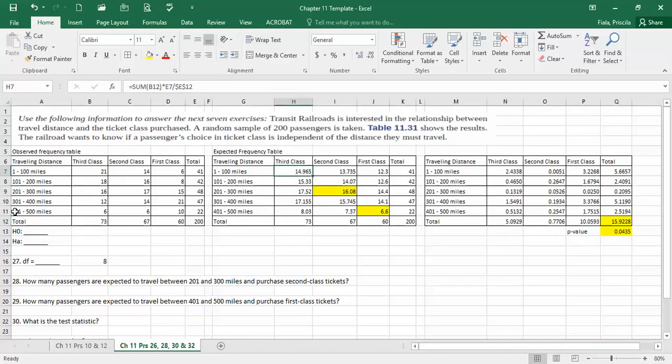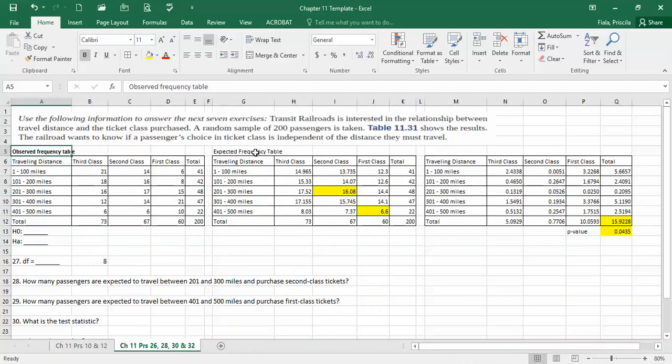You're only being provided this table right here, which is the observed value. It tells you the transit railroad is interested in the relationship between travel distance and the ticket class purchased. See, they want to know a relationship. They want to know the difference between what they observe and what they expect. So a random sample of 200 passengers is taken right here. The railroad wants to know if a passenger's choice in ticket class is independent of the distance they must travel. Okay, so right here is what is in your book, your observed frequency table.